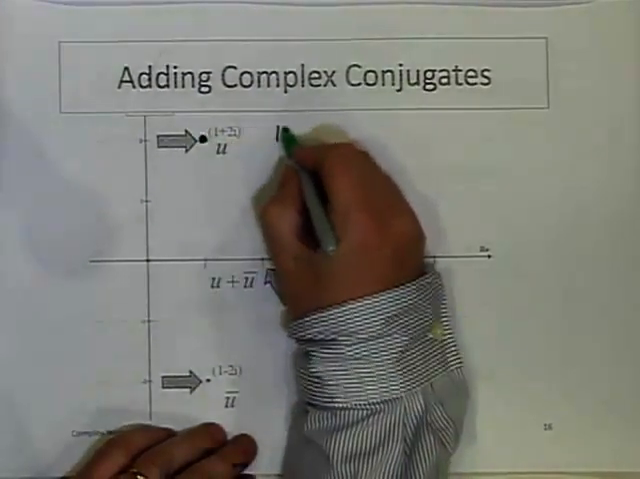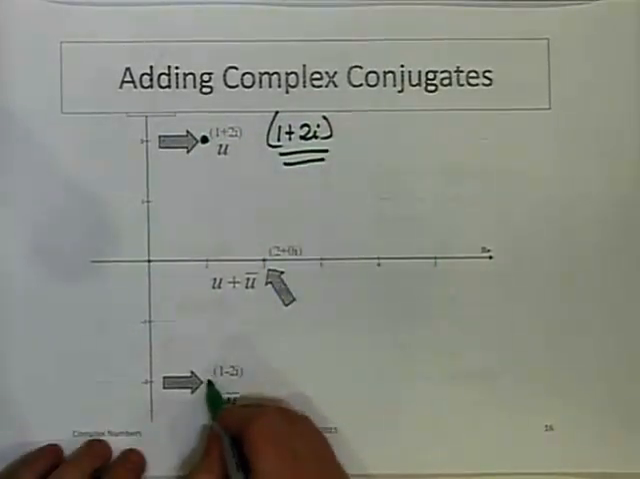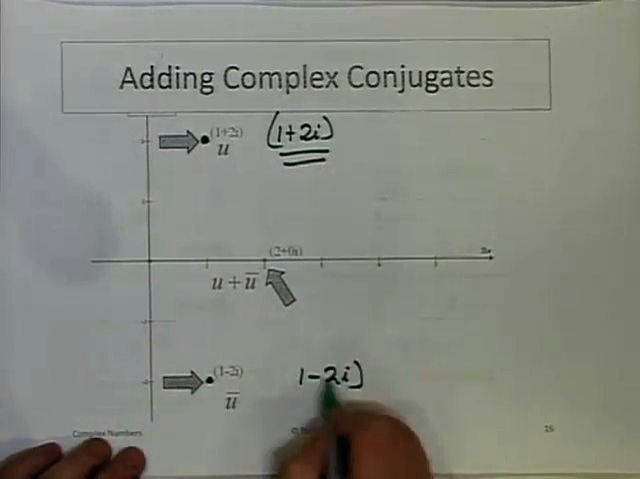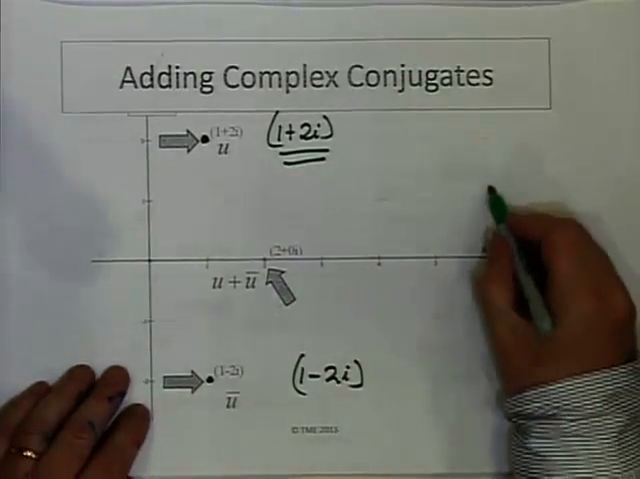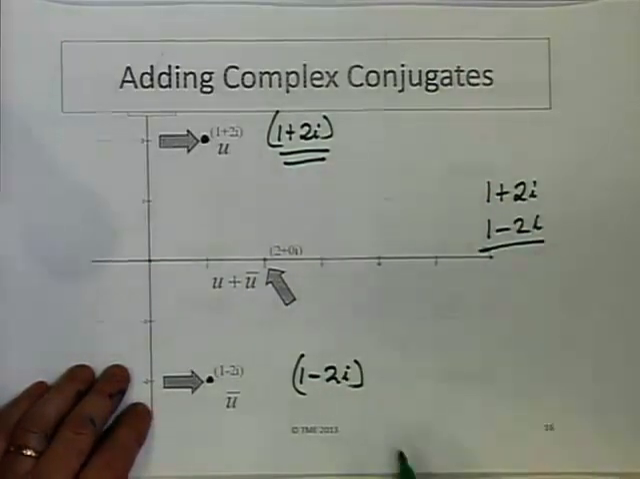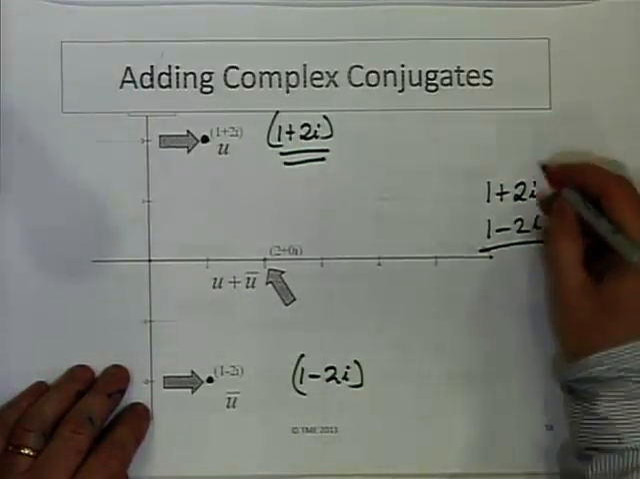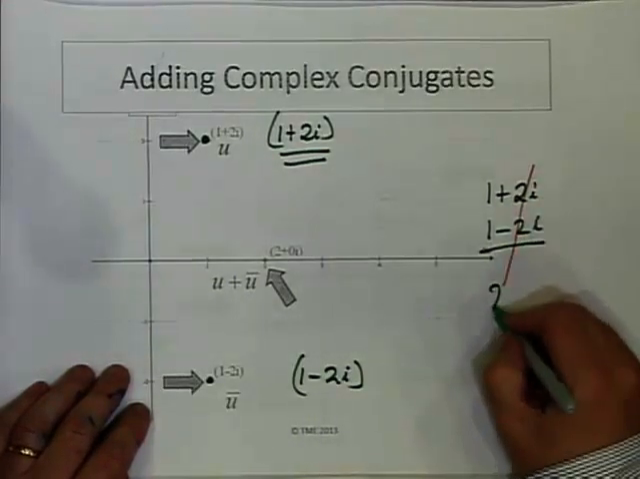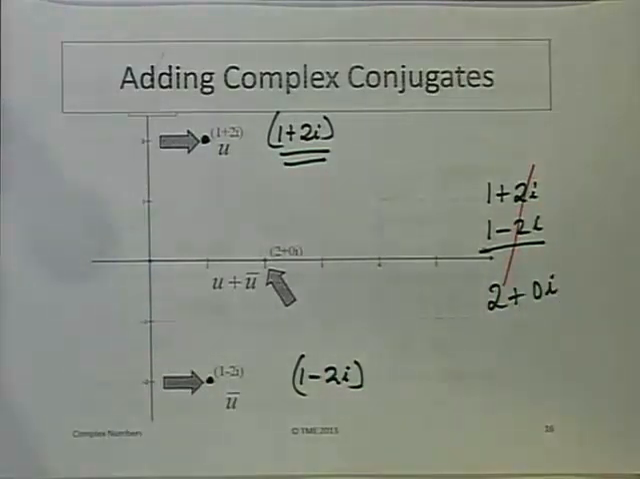Here's a complex number 1 plus 2i. And its complex conjugate is 1 minus 2i. I'm going to add them together. 1 plus 2i, 1 minus 2i. What happens is you get 2 plus naught i. The imaginary part disappears.